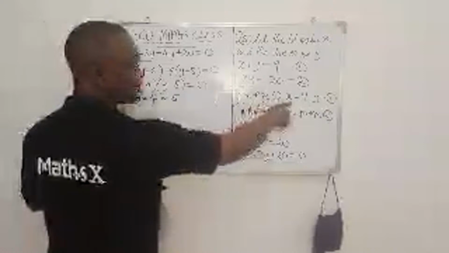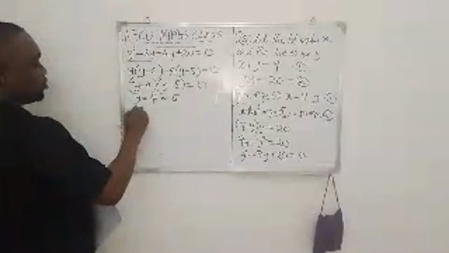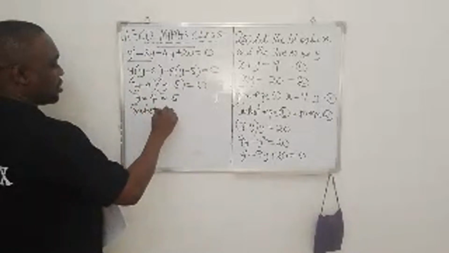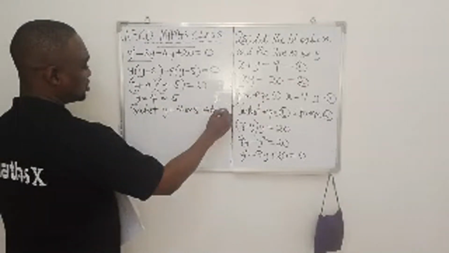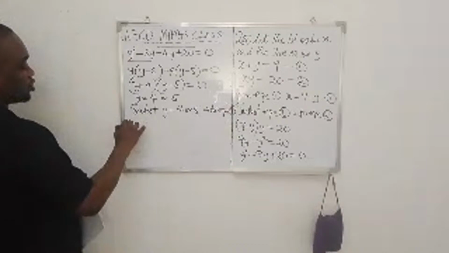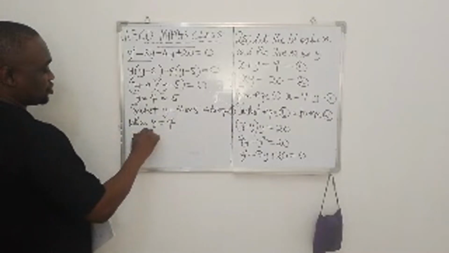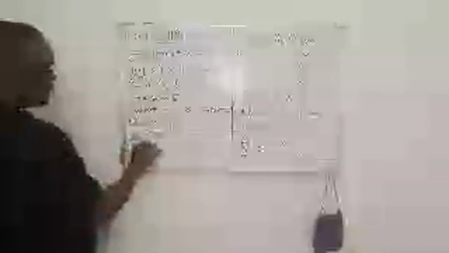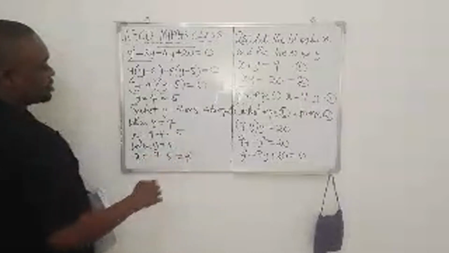Remember that we need to also find the value of x. But from equation 3, x is equal to 9 minus y. So substitute y equals 4 or 5 into equation 3. So when y is 4, x will be 9 minus 4, which is 5. Also, when y is 5, x will be 9 minus 5, which is 4.